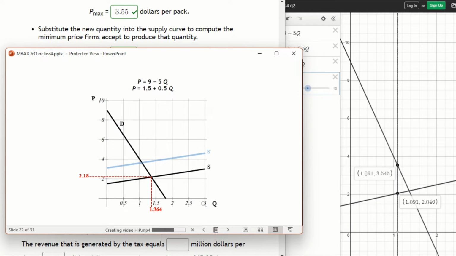Okay, now the tax is imposed on the firms. Quantity drops 20% to 1.091. The price net of the tax that consumers pay per pack is 3.55. And the price that firms get net of the tax is 2.05, right? And then that difference is the amount of the tax, right?